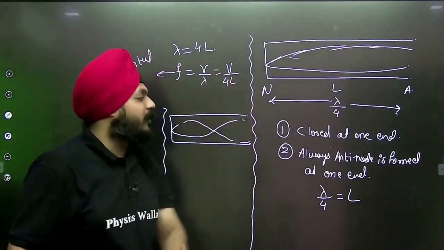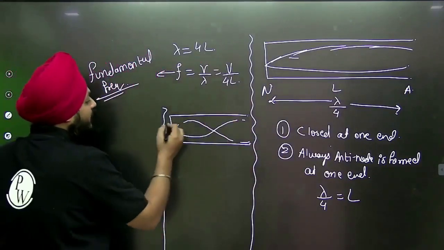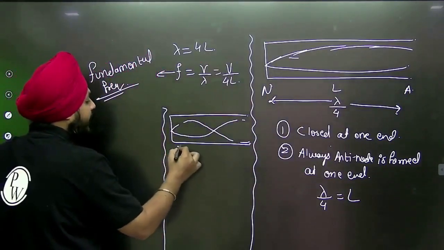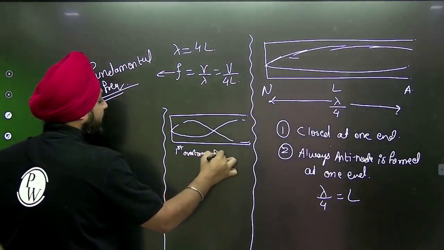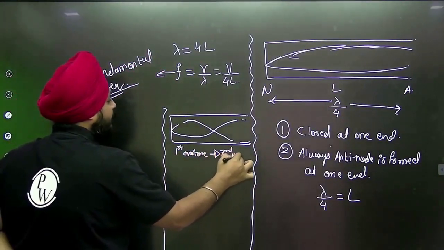Okay, I'm going to show you all in front. Just hold on. Right. Now this will be the first overtone. And this is known as the third harmonic.